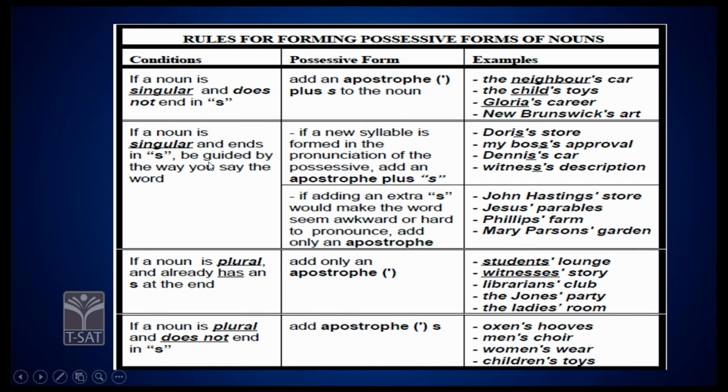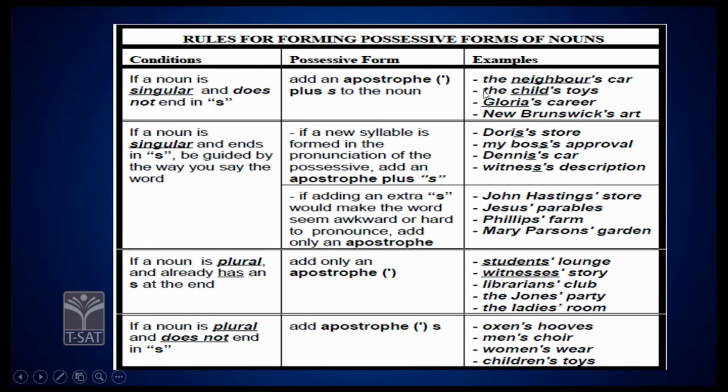Now, there are certain rules which you can see in this table, rules for forming possessive forms of nouns, right? Here is the condition and how the possessive form is going to be formed, with some examples. If a noun is singular and does not end in s, what is the possessive form that we are going to have? Simply add an apostrophe plus s to that root noun.